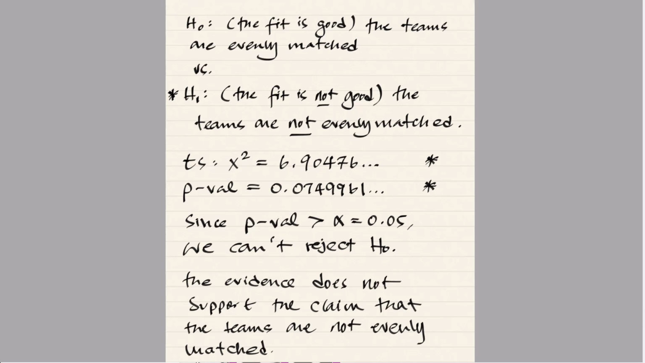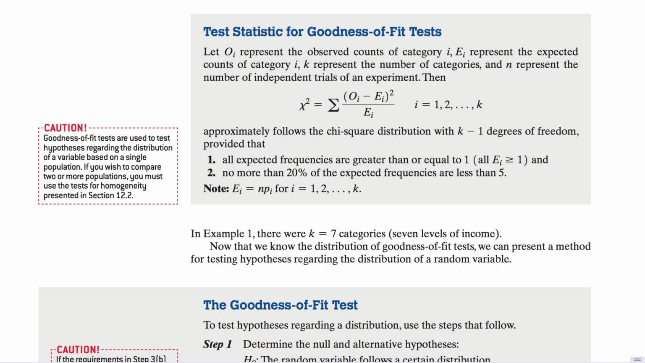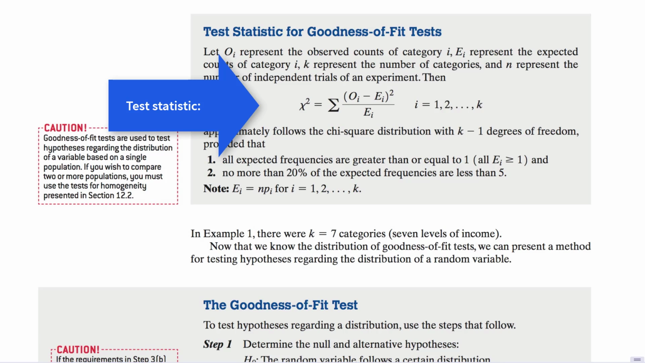Let's see how this test would look if we were running it on the TI-83. Now, if you recall, when we run the test on the TI-83, we have to construct the test statistic by hand. And so it's helpful if you have an idea of what it looks like. As you can see here, we're going to be taking the observed minus the expected. We're going to square that quantity. We're going to divide it by the expected, and then we're going to add up the results. And so when you do that on the TI-83, it looks like this.